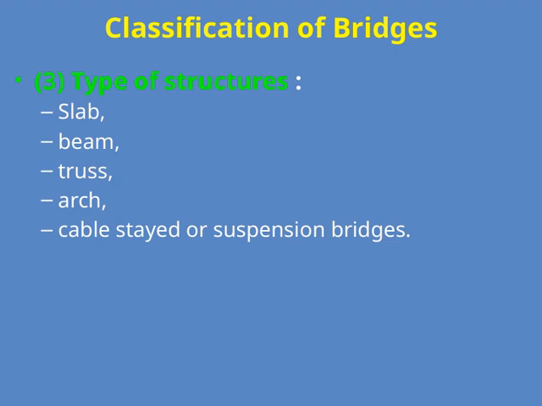Lastly, we have cable-stayed and suspension bridges, which are more advanced and are typically used for very long spans. These structures rely on cables, either directly attached to towers in cable-stayed bridges or suspended from main cables in suspension bridges, to support the deck. Connecting this to our overall discussion, understanding these structural types helps us appreciate how different bridge designs are chosen based on span length, load requirements, and aesthetic considerations.